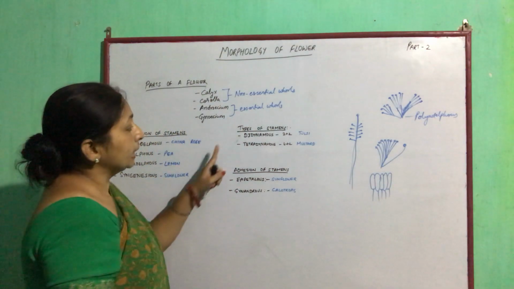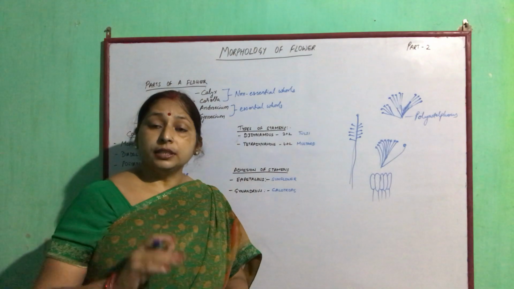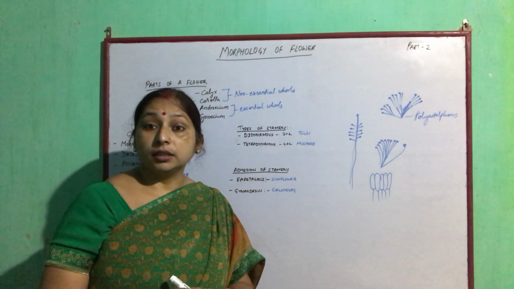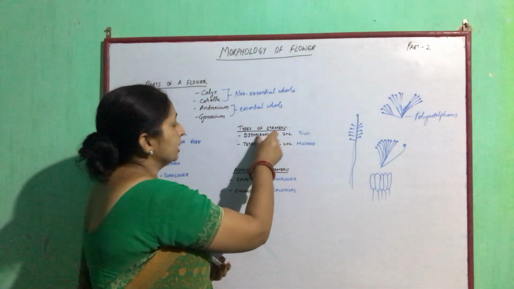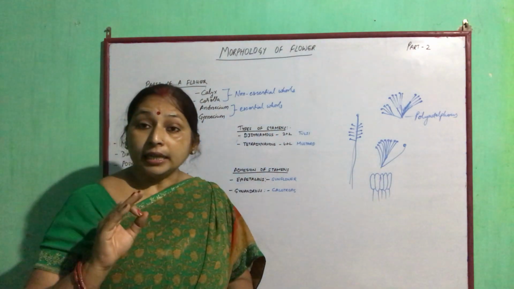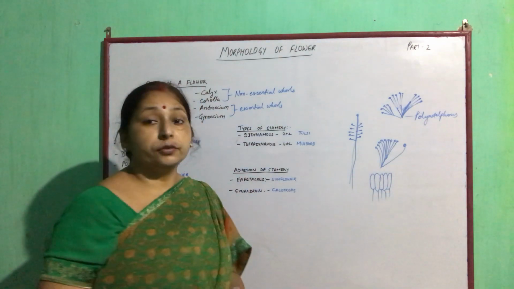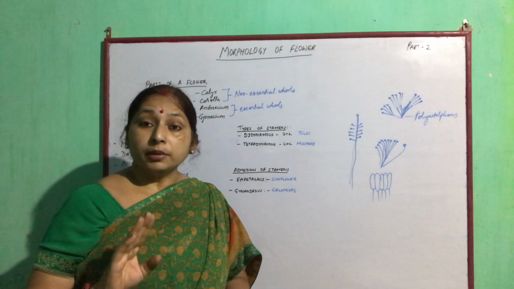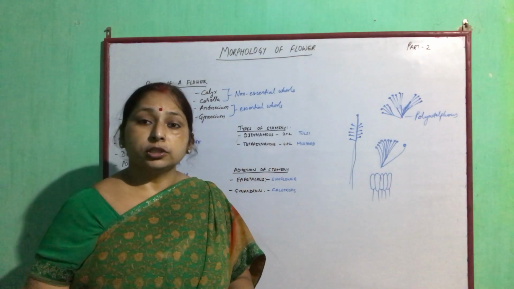Now next, types of stamens. Types of stamens is that the length of the stamens is different. Examples are didynamis and tetradynamis. For example, the example is given for tulsi. The number of stamens is 4. Out of 4, 2 are longer and 2 are shorter.